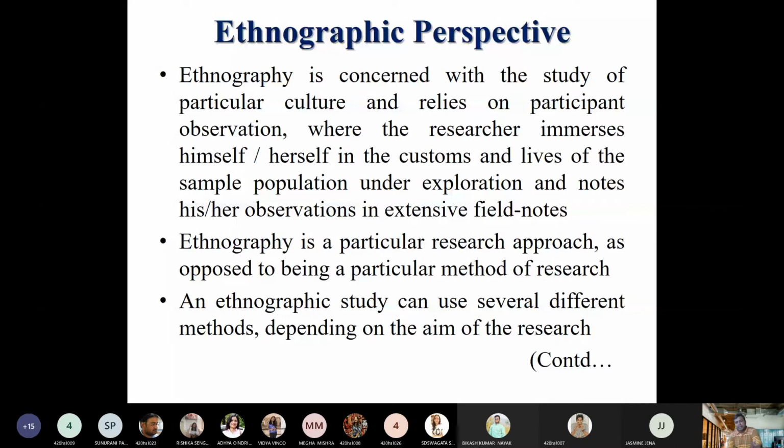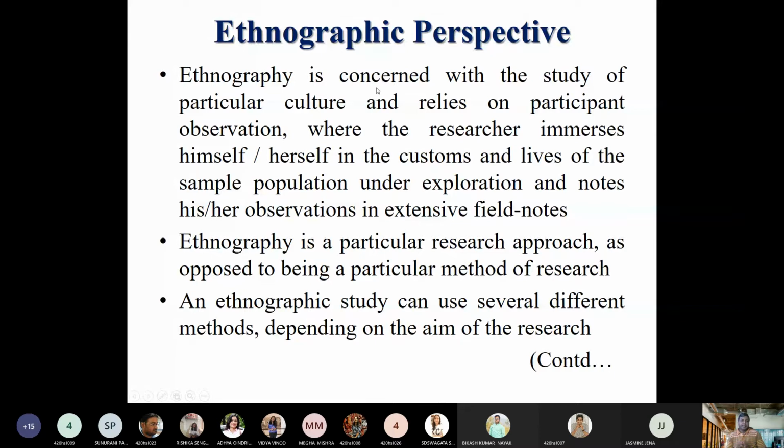In an ethnographic study, by taking an ethnographic approach, I am including different methods: the observation method, case study methods, and interviews also. So it is not a particular method, rather it should be considered as a research approach. An ethnographic study can use several different methods depending on the aim of the research. What is the aim of your research? Based on that, you identify the different methods, and based on that, you continue your study.